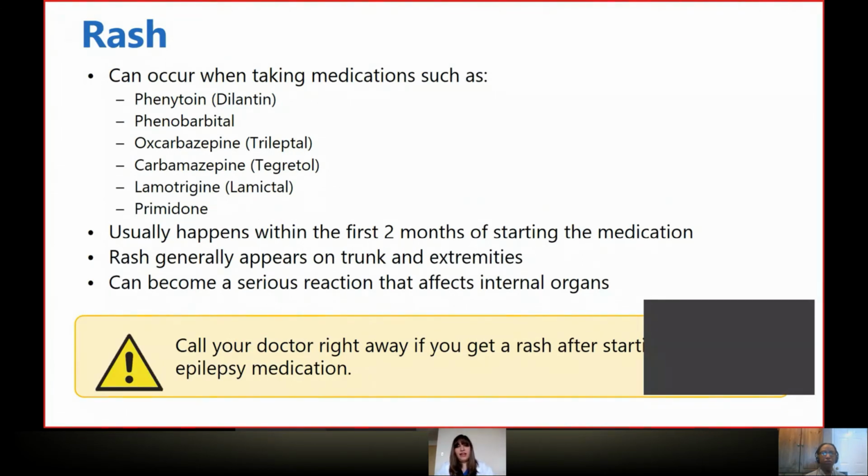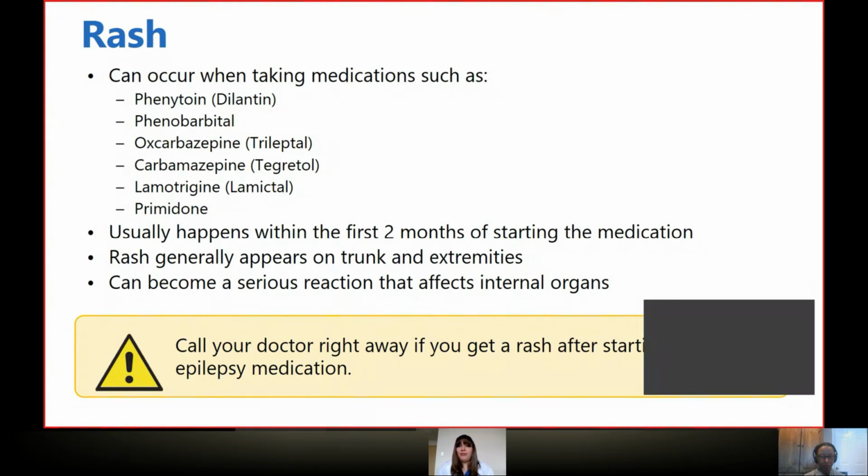The last side effect that we're going to talk about is a rash that can happen from anti-seizure medications. This is not a common side effect, but it is something important to be aware of. It can happen regardless of dose. There are basically certain medications that share a similar chemical structure that can put patients at higher risk of developing a drug-related rash. And this includes medications like phenytoin, phenobarbital, oxcarbazepine, carbamazepine, lamotrigine, and primidone.